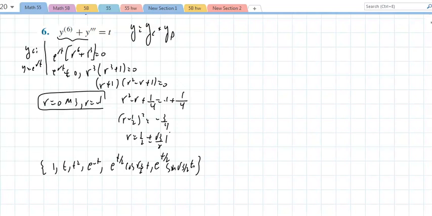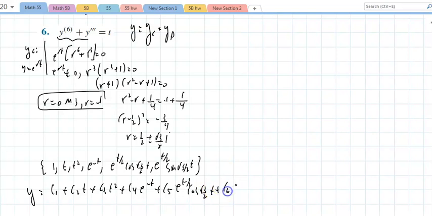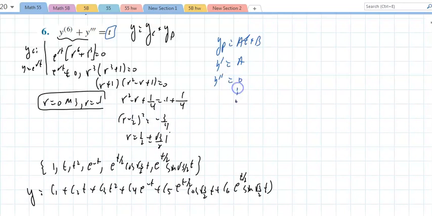Since they didn't give me initial conditions, I know how that works. Y equals c sub 1 plus c sub 2t plus c sub 3t squared plus c sub 4 e to the negative t plus c sub 5 e to the t over 2 cosine of radical 3 over 2t plus c sub 6 e to the t over 2 sine of radical 3 over 2t. That's half. The other half, the particular solution, is going to be the general, and I need 6 derivatives. Y prime is a, y double prime is 0, and the rest are 0.